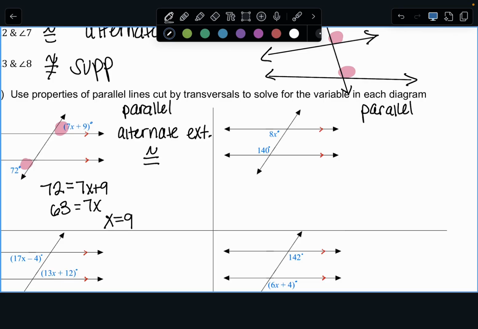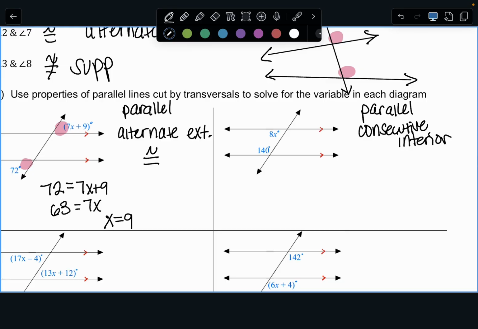Inside or outside? Inside, so something interior. Opposite sides or same side? Same side. What's the other word for same side? Consecutive. So consecutive or same side, either works. I think Big Ideas uses both. I think it just depends on the assignment. So just be aware they're the same. Consecutive interior angles with parallel lines.